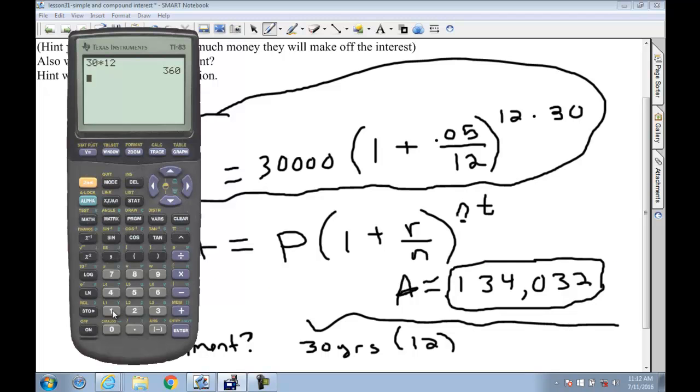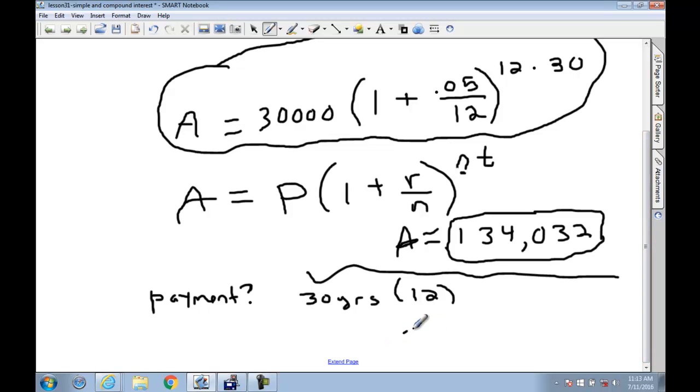So we're going to have to take the 134,032 and divide it by 360. And we're looking at about a monthly payment of $372. And that's about accurate. So approximately $372 for your monthly payment.